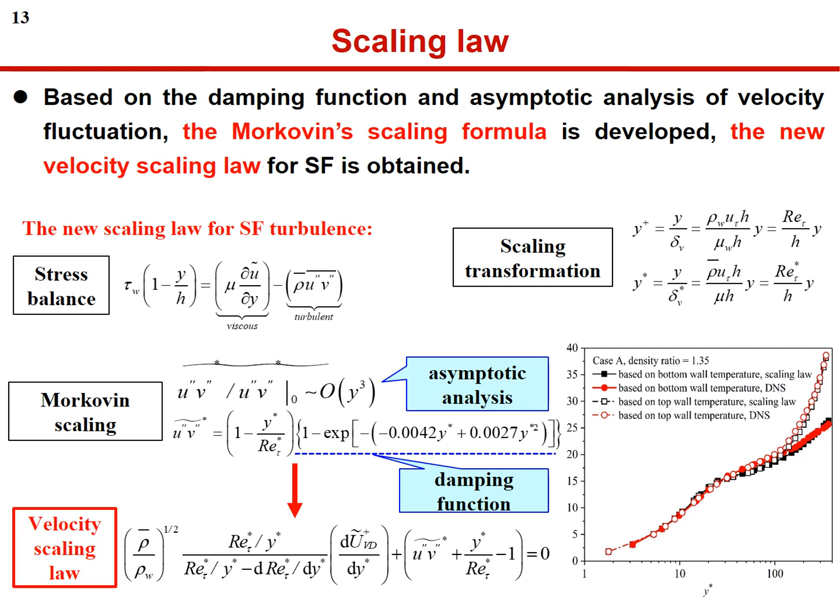Due to the failure of the Prandtl mixing length, we try to establish a velocity scaling law. Based on the damping function and asymptotic analysis of velocity fluctuation, the Marusic scaling formula is developed, and the new velocity scaling law for supercritical fluid is obtained. The result agrees well with DNS as shown in this figure.